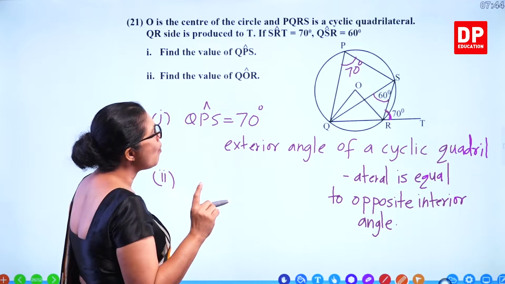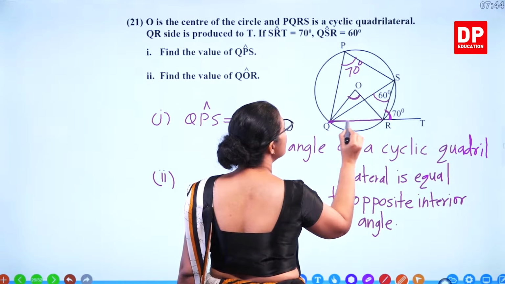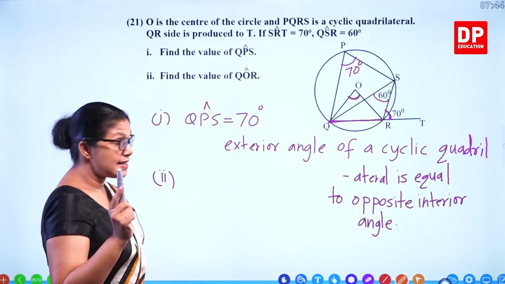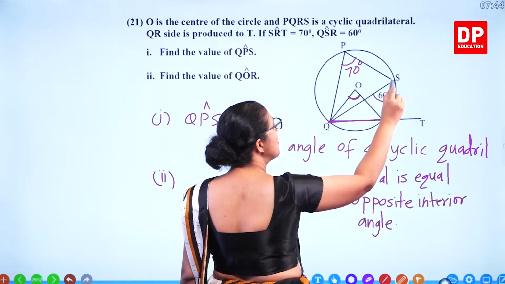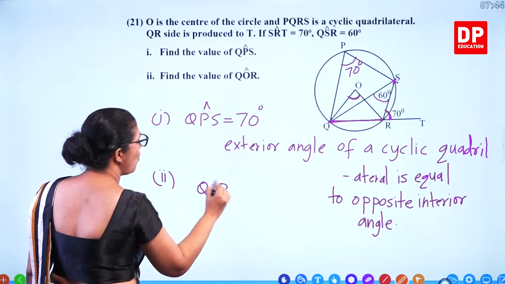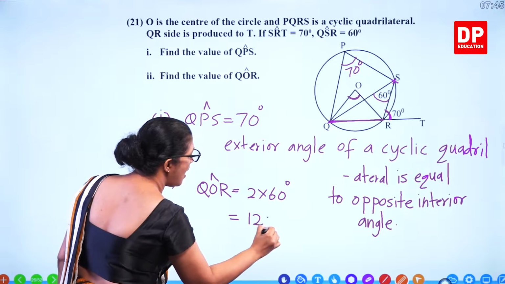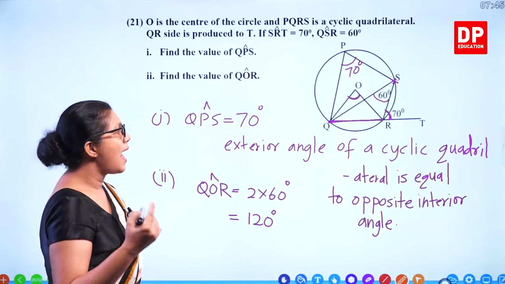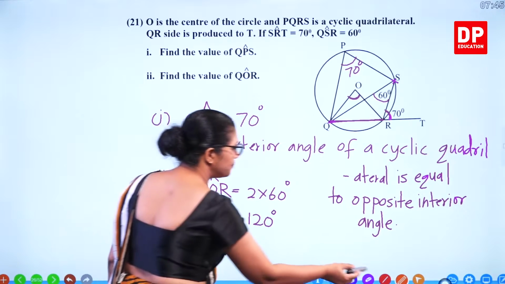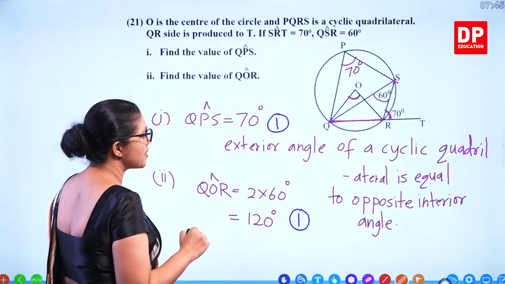Now we'll try to find out the other one. Find the value of QOR. This one. Look at carefully to this chord. This is the center of this circle. So this is the angle subtended at the center. And this one is the angle subtended on the circumference. So what can you say about QOR? QOR is double of that, 2 times 60, because angle subtended at the center is double the angle subtended on the circumference. So this is 120. So 1 mark for this and 1 mark for this part.